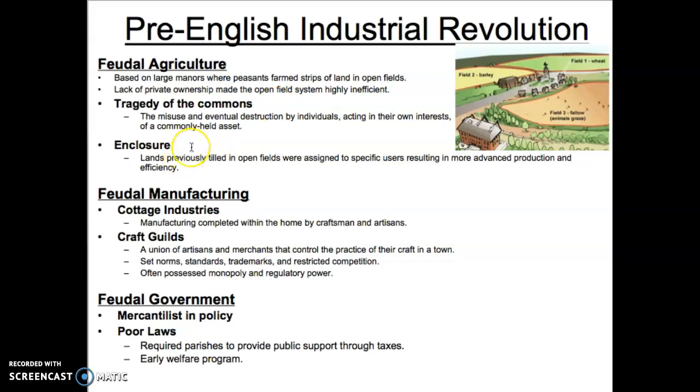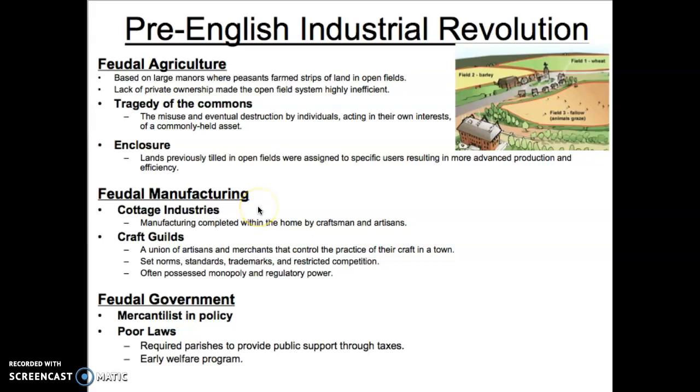So what does this do? Well, it creates an enclosure system. The evolution towards enclosure is really one step towards private property rights. Enclosure is just saying land that was previously tilled in open fields would be assigned to specific users. So maybe those users would be more efficient. They would consider, hey, this is my field. I need to think of the benefits and I need to think of the costs, and that would bring down a lot of these tragedy of the commons inefficiencies. This laid the foundation for private property rights, which are a cornerstone of a capitalist system.